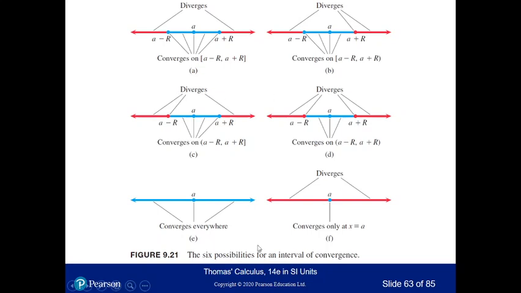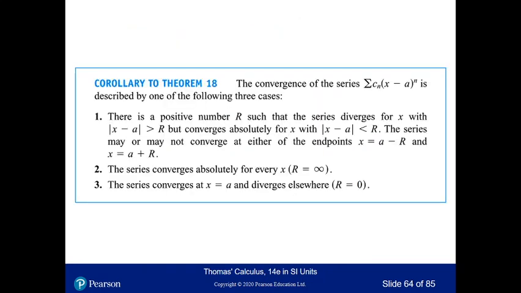Okay, in this picture, there are 6 possibilities for an interval of convergence. A power series can converge on a closed and bounded interval. It can converge on a half open interval from the right. It can converge on a half open interval from the left, and it can converge on an open interval. It can converge everywhere, or it can converge at a single point. So these are the situations that a power series can have. You can see the radius of convergence like that. So 6 possibilities for an interval of convergence.